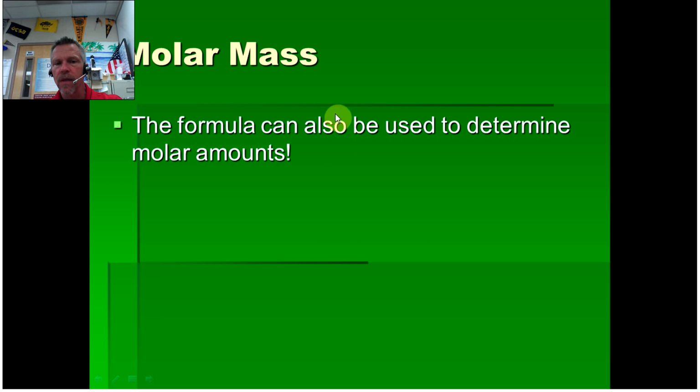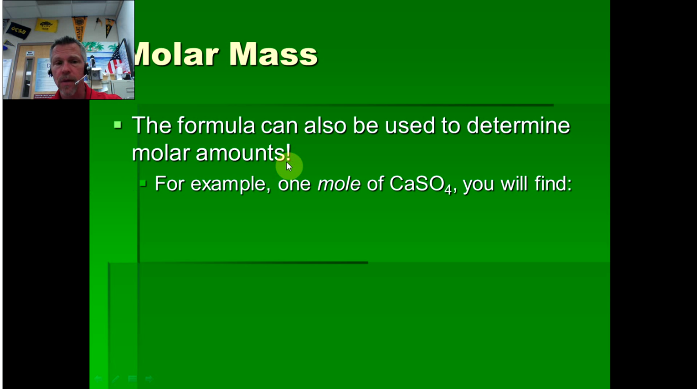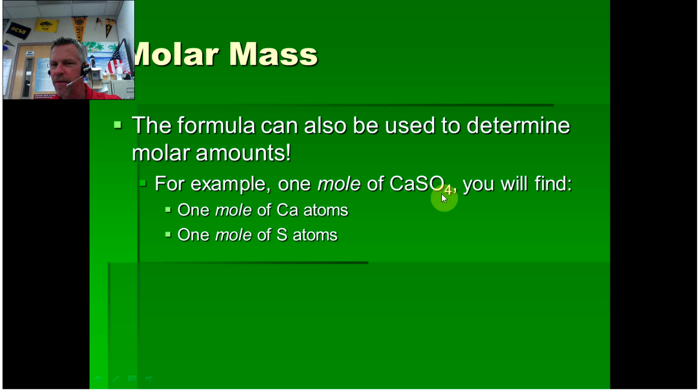Now, that formula can also be used to determine the amounts of moles. So, with 1 mole of calcium sulfate, and remember, 1 mole of calcium sulfate is how many formula units? 6.02 times 10 to the 23rd. If you had 1 mole of calcium sulfate, you will find 1 mole of calcium atoms, right? And 1 mole of sulfur atoms, right? And how many moles of oxygen atoms do you think? If you said 4, you are correct.